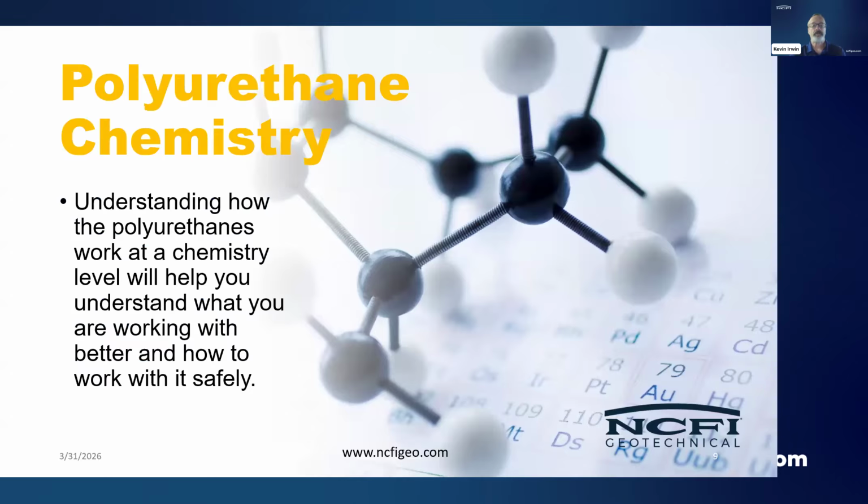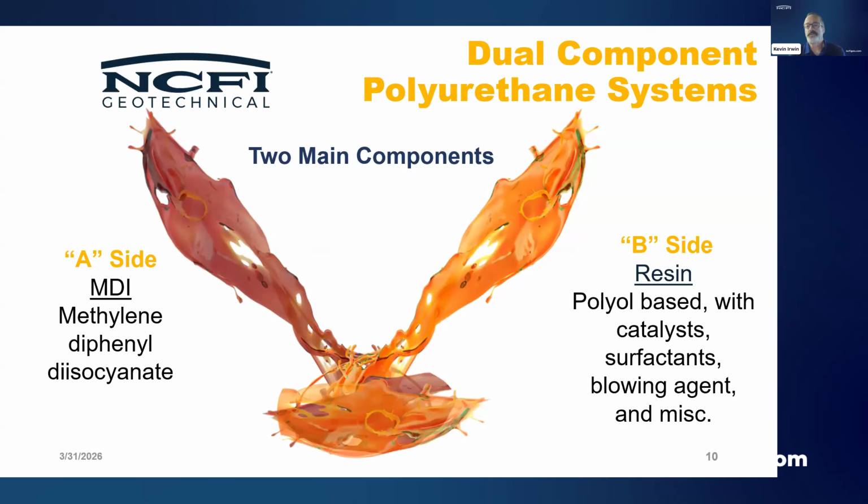So we're going to start off talking about polyurethane chemistry. Dual component polyurethane systems have an A side and a B side. I like to tell people, I work for a polyurethane manufacturer, and I'm out there dealing with foam all the time, but I don't sell foam. I sell the chemicals to make foam. The foam is made in the field when these two components are mixed at the proper pressure, temperature, and ratio.